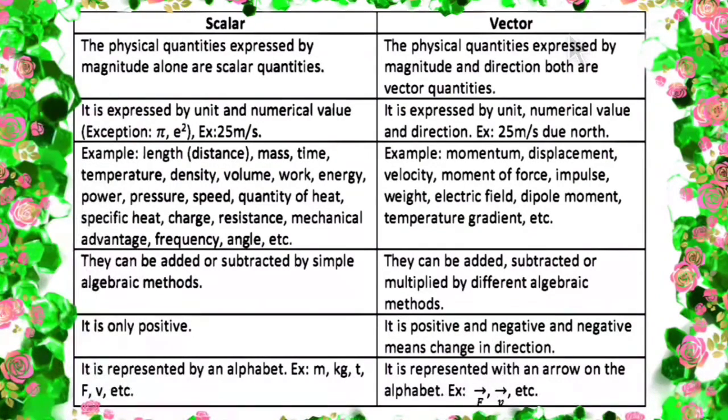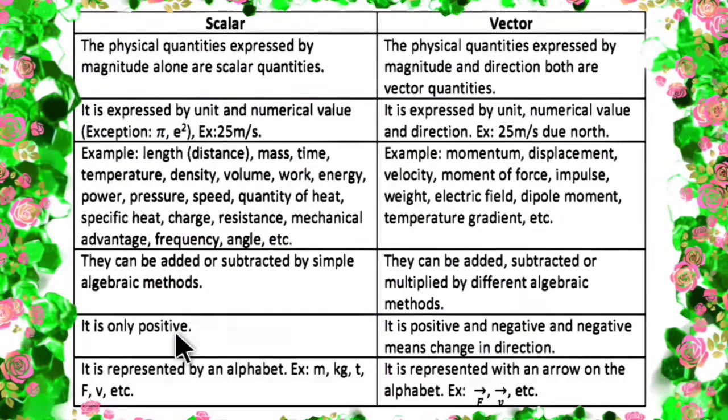Let's revise one more time. In scalar quantity, we have physical quantities which are expressed only in form of magnitude. We have only magnitude and we do not have any information about the direction. Whereas in vector quantity, the physical quantities are expressed in the form of magnitude as well as the direction. A scalar quantity has a numerical value and unit as the magnitude, and a vector quantity is expressed by unit, magnitude, that means unit and numerical value, along with the information about the direction.